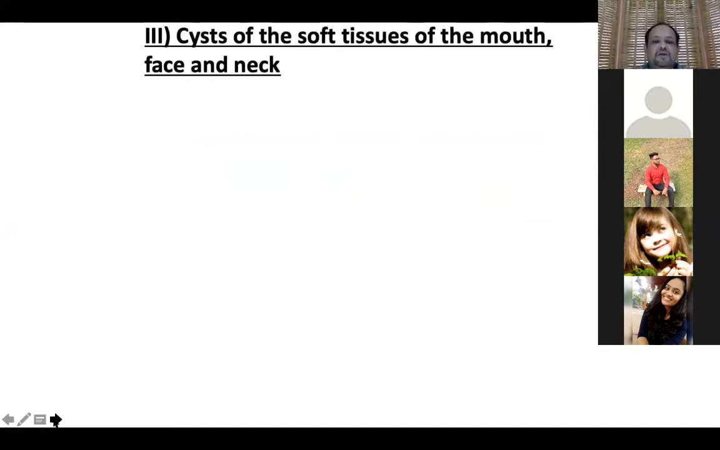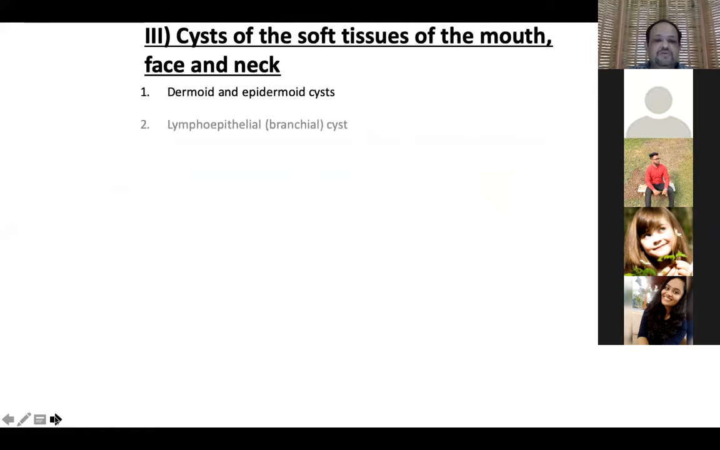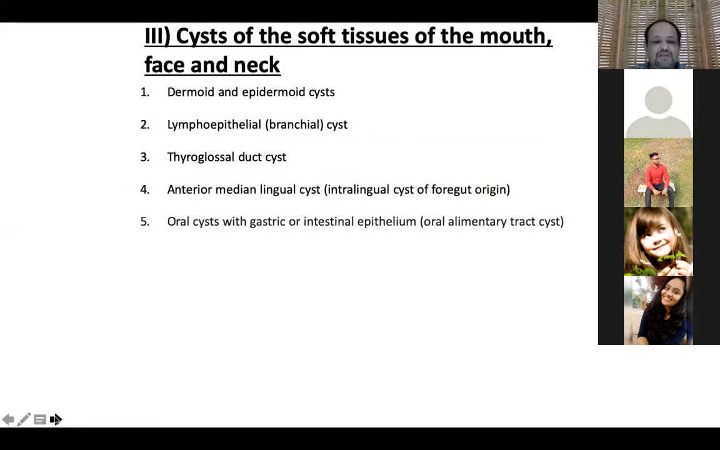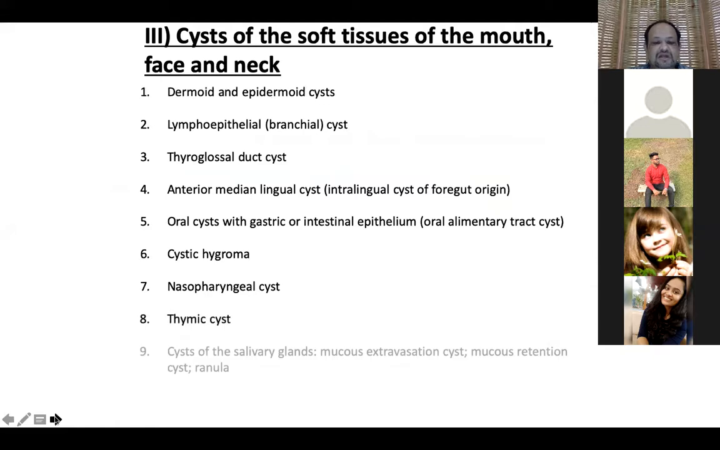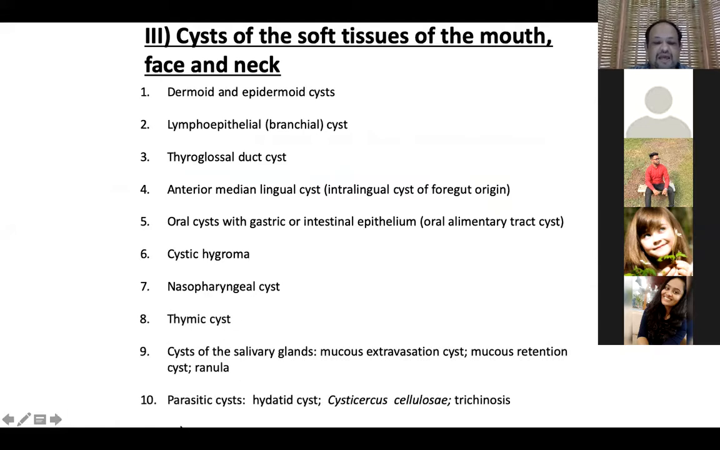The cysts of the soft tissues of the mouth, face, and neck are also innumerable. So you've got dermoid cyst, lymphoepithelial cyst, thyroglossal cyst, cystic hygroma, nasopharyngeal cyst, and the cysts of the salivary gland, the mucous extravasation and the mucus retention cyst. So these are some things that we will be talking about.